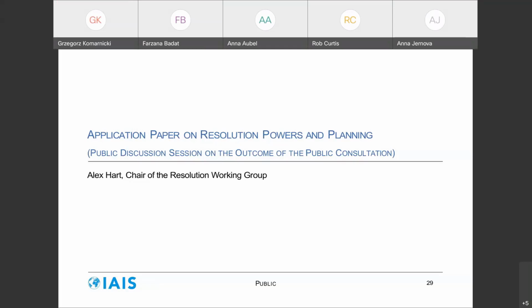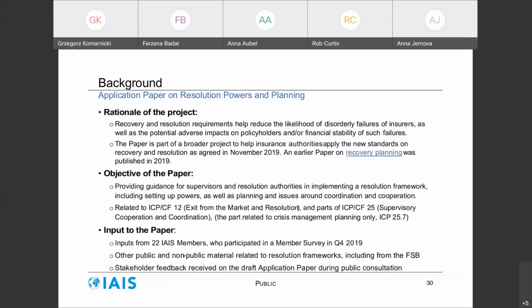As you'll know, in the most recent parent committee meetings, EXCO approved for publication the application paper on resolution powers and planning. You all should be fairly familiar with the paper, as many of you have seen it in various forms for consultation, both informal and formal. For those who aren't as familiar with the paper, we'll go through a bit of background.